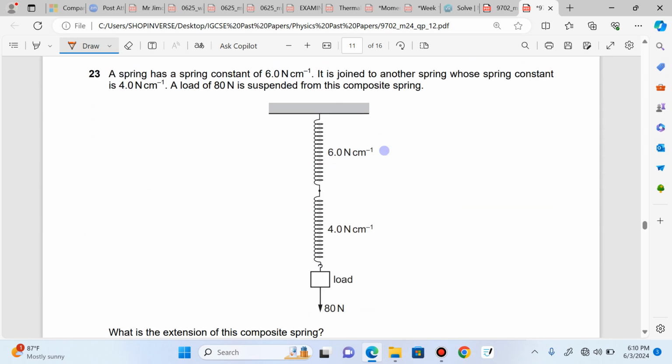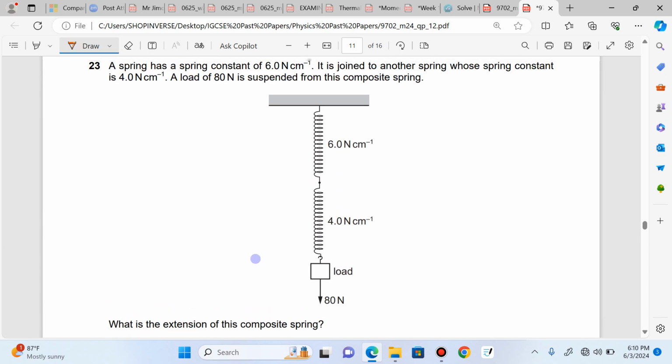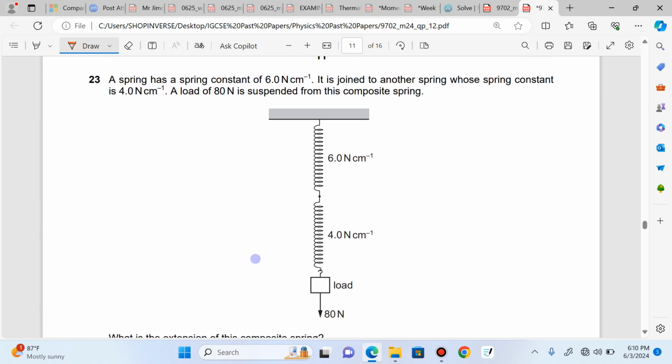Question 23. A spring has a spring constant of 6 Newton per centimeter. It is joined to another spring whose spring constant is 4 Newton per centimeter. A load of 8 Newton is suspended from this composite spring. What is the extension of the composite spring? You know very well, since E equals F over K, we have the force as 8 Newton. Do you have the spring constant of the composite? No. How do you get the spring constant of the composite?